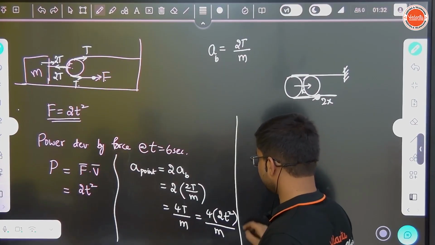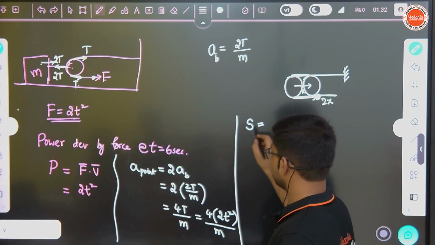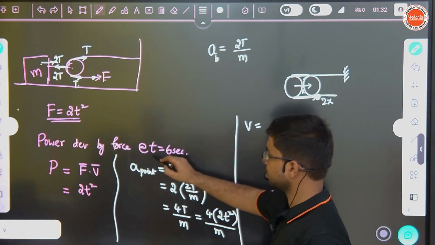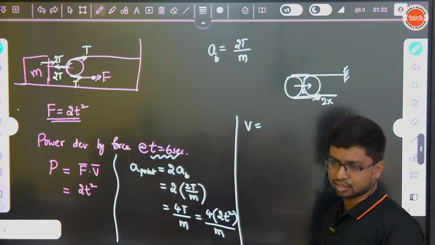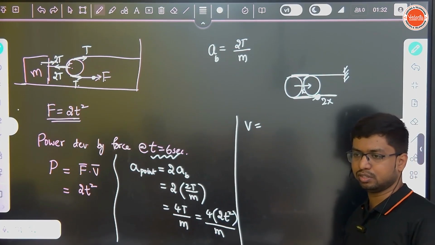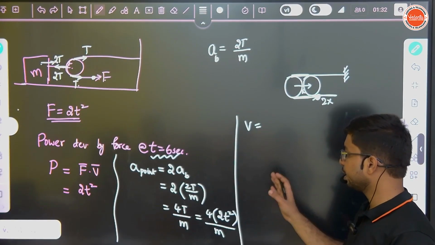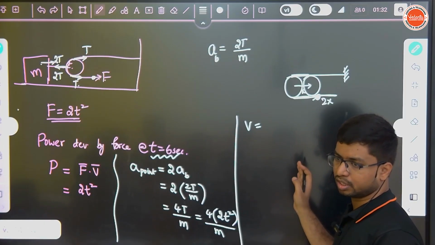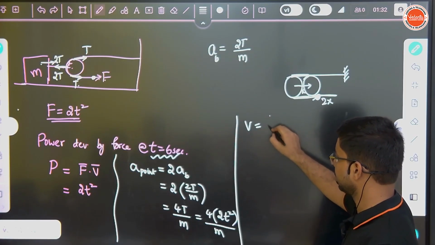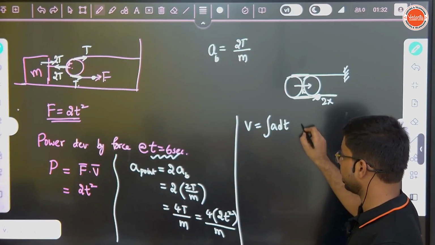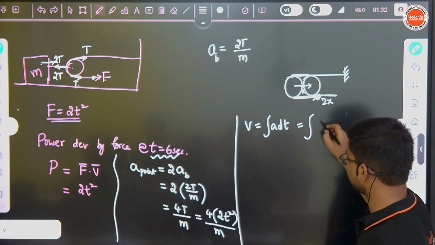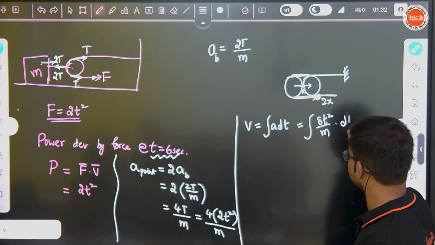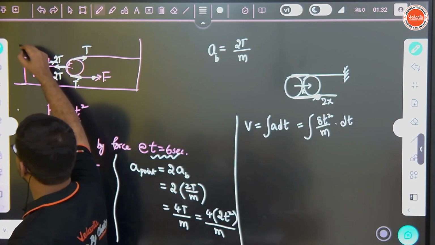Now, how to get the velocity over here? So I need the velocity of the point at t is equal to 6 seconds. How to get that one? Shall I directly write v equal to at, u plus at? So we need to integrate. Assume that this is starting from rest here. So this is integral a dt. So a of the point over here is equal to 8t square divided by m into dt. Take the mass of this block as 2 kg.